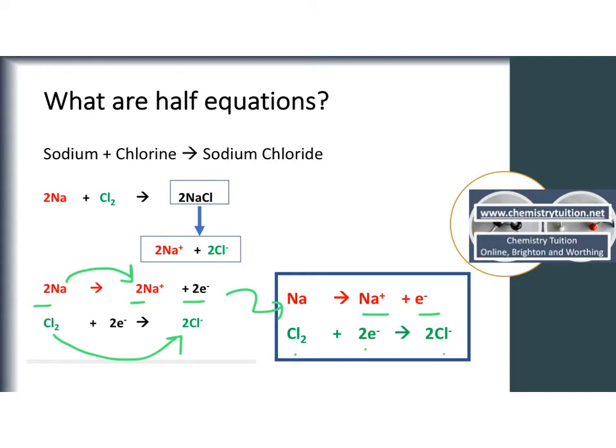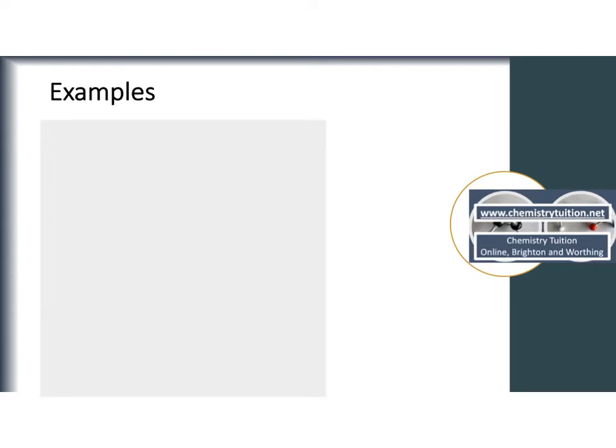Now, obviously, you can't just have that, you've got to have the electrons coming from somewhere, so that's why they're called half equations. If I combine these two back together, I will produce the full equation back up here, and we'll have a look at how we do that a bit later on. So let's have a look at some examples of forming half equations.